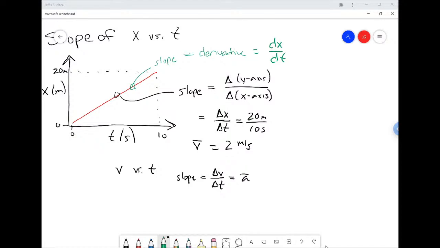And if you looked at a velocity versus time graph, you would see, in the limit where delta t gets really small, the slope goes to dv over dt, and that's the instantaneous acceleration.